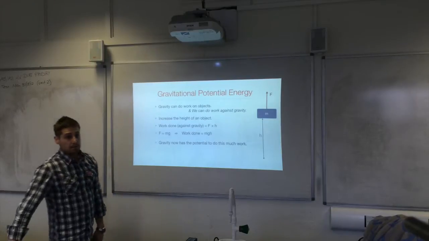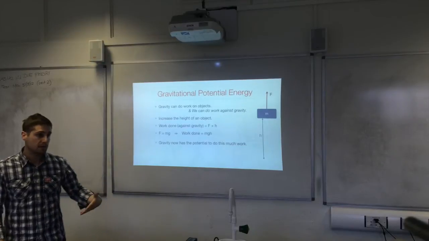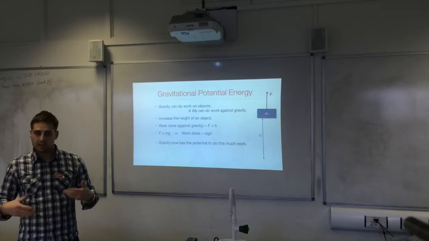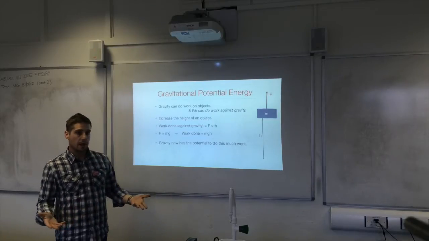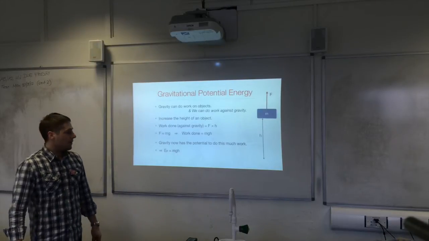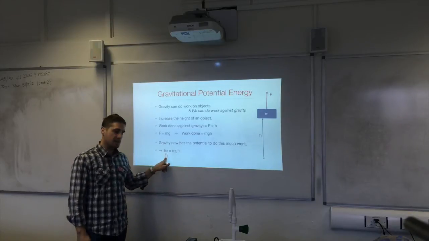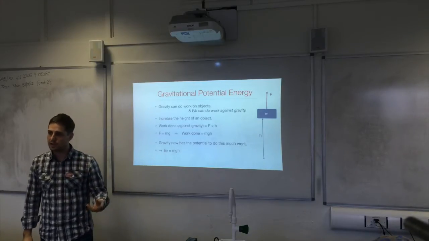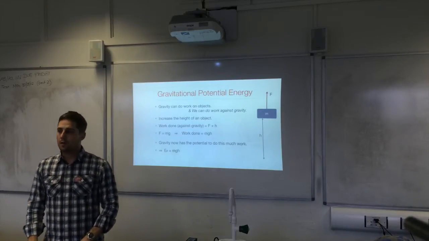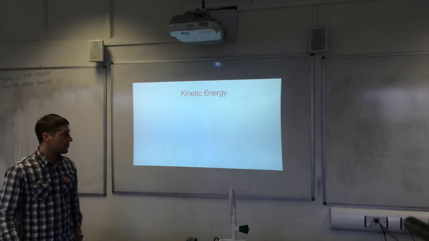Once I've lifted it up there, gravity then will have the potential to do work on that object. That's why we call it potential energy. Gravity's not going to do any work on that object until I let go of it or release it in whatever manner. So the potential energy is mgh. This notation here, E subscript P, is what's used in the data sheet for the exams, or the formula book. So that's gravitational potential energy.